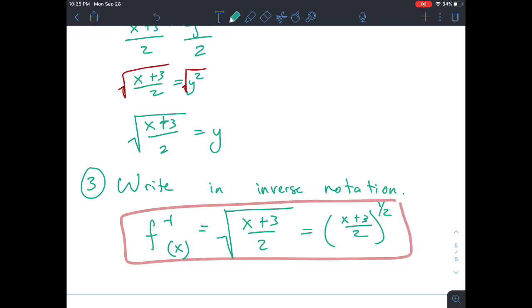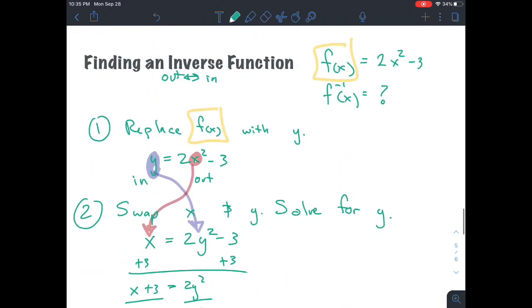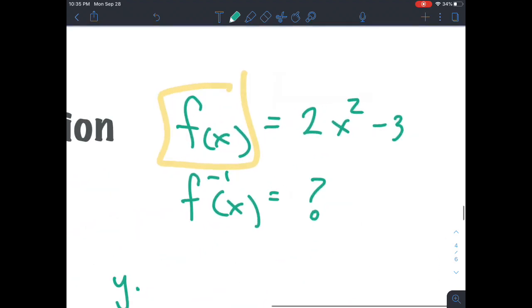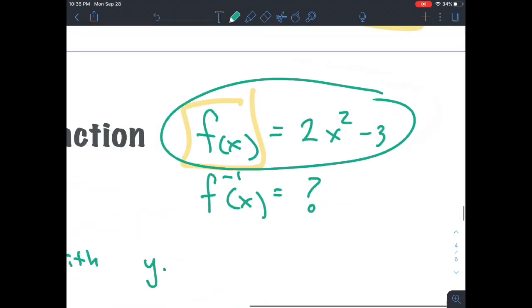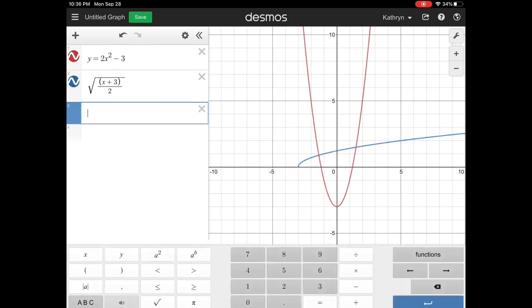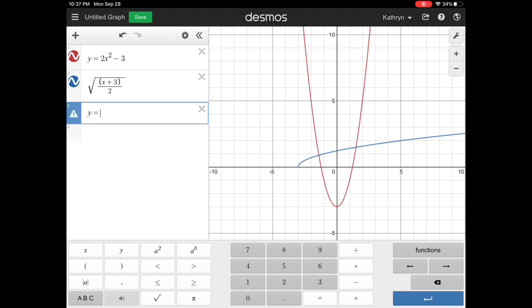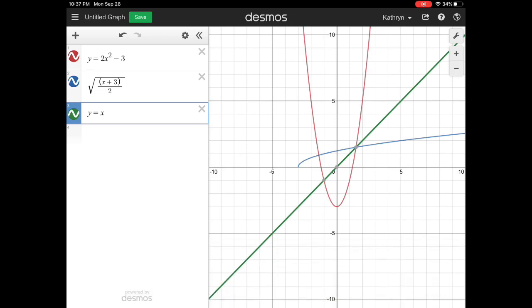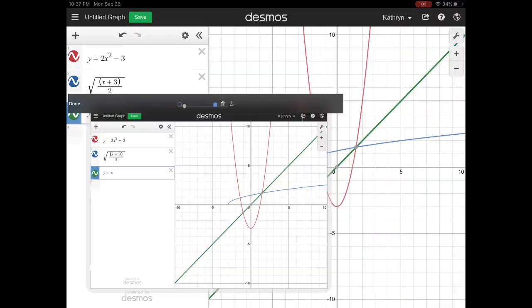And if you were to graph this, you would see that it is symmetrical about the line y equals x. So let's take a look at that real quick. Using my graphing calculator, I've graphed the parabola y equals 2x squared minus 3. Then I graphed the inverse, and you can see that it has been turned sideways. If I graph y equals x, you can see that they are symmetrical about this line, y equals x.